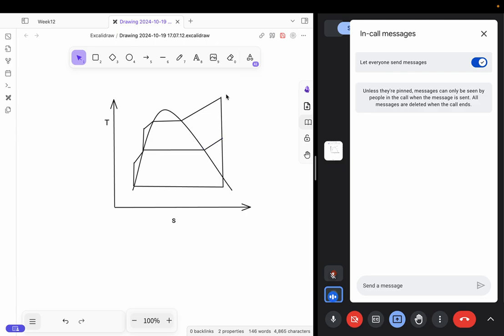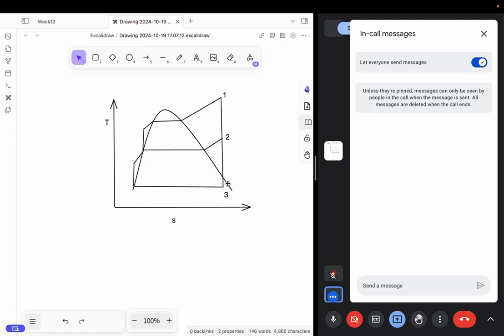So if I want to label my states, this is the turbine inlet, so state 1. This is the part of the turbine that is going into the feed water heater. So this is state 2. And this is the part where it is entering the condenser. So this is state 3.